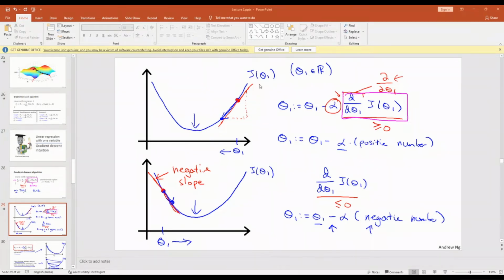Slowly you will move in here, and this will be a positive slope, and this will be a positive number. If you take the derivative at this point, it will be a positive number.